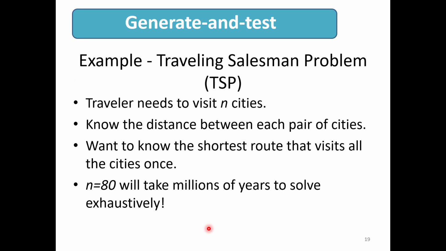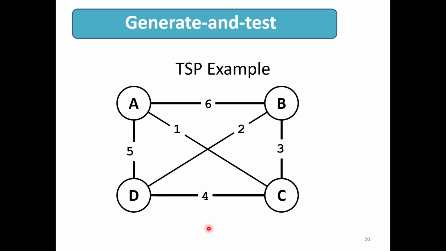For example, we can use this method in the traveling salesman problem. The traveler needs to visit n cities. Then we should know the distance between each pair of cities. Then find the shortest. For example, if we have 80 cities, definitely a human will take millions of years to solve the problem. That's why we need to go for AI kinds of techniques to find the solution.